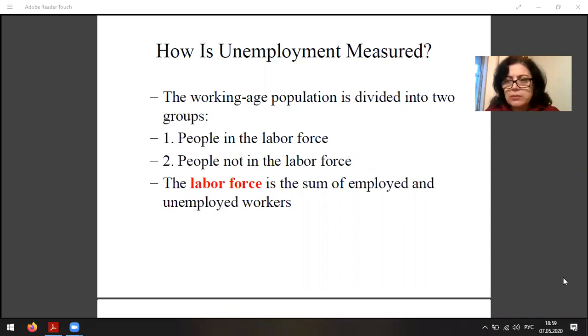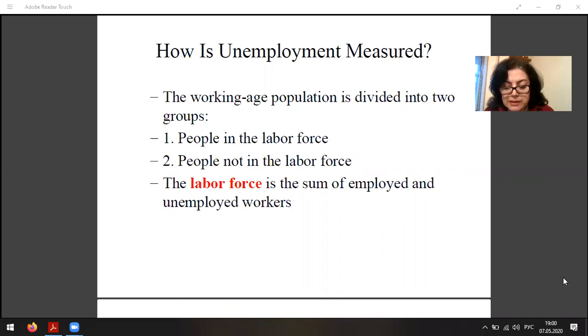Okay, so formally, when we want to measure unemployment, we have to divide the working age population into two big groups. The first group is the people that we classify as part of the labor force. So simply saying, people in the labor force. The other group is not in the labor force, so the people that we formally value as not in the labor force.